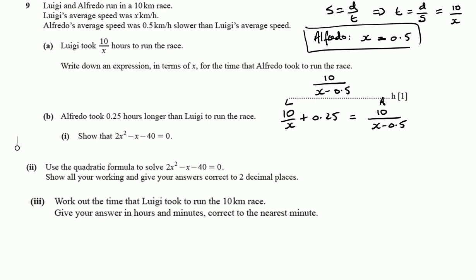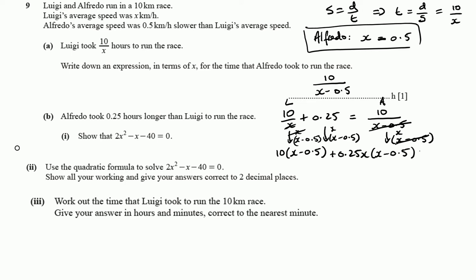It's an equation involving fractions, so by this stage we know what to do. Every term gets multiplied by every denominator. That is x and x minus 0.5 on each term. Don't skip this step, it's a very easy step to make a mistake on. And even if you understand the principle, it's worth just doing your accounting very carefully here. Following this down to the next line, I've got 10 times x minus 0.5 plus 0.25x, x minus 0.5 equals 10x.